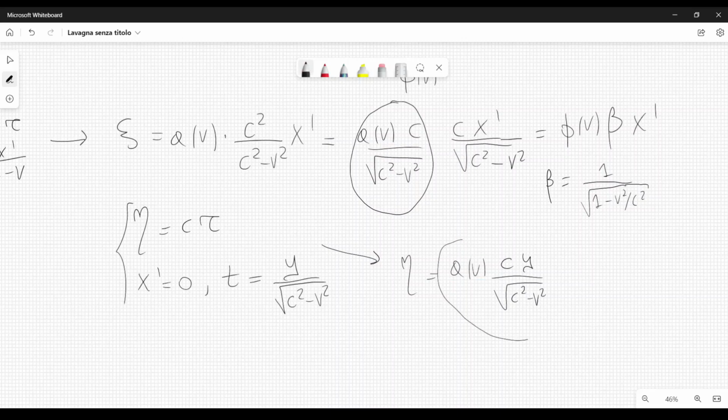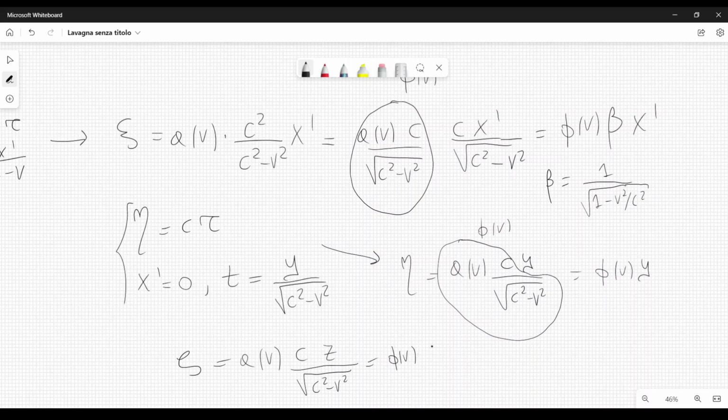Now, if you remember the definition of phi, this is equal to phi of v times y. And very similarly, it's easy to find that zeta is equal to a of v times c times z divided by the square root of c squared minus v squared. And this can be written as phi of v times z.